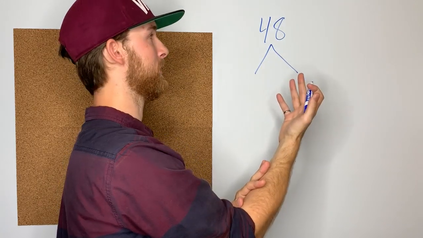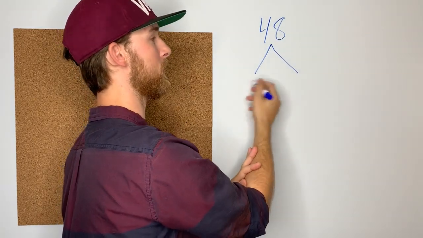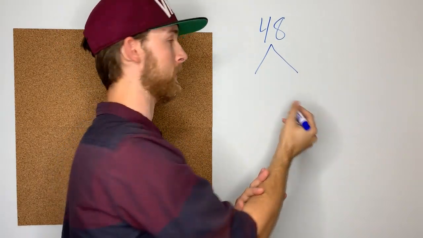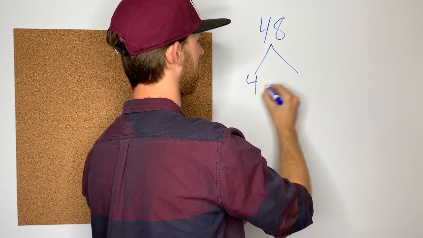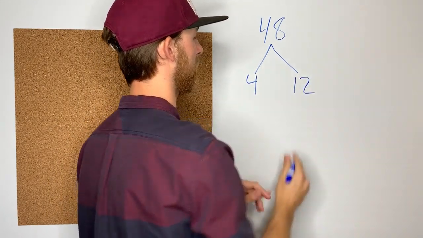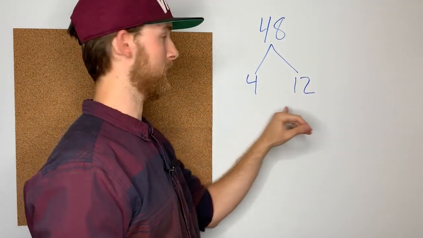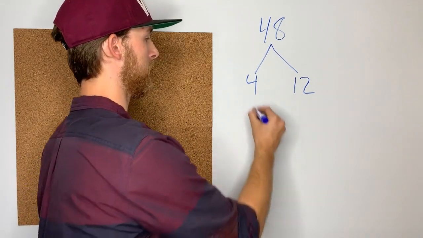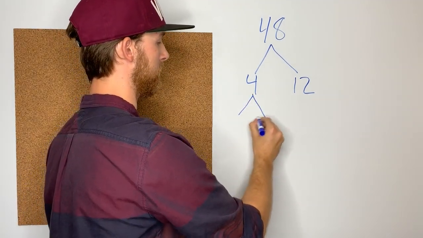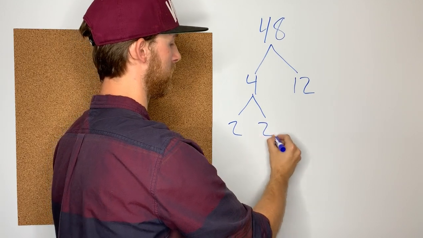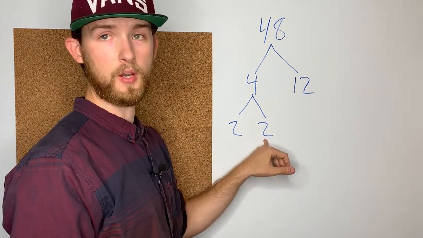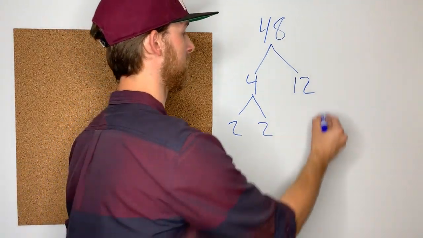The first one that comes to mind for me is 4 times 12. 4 times 12 is going to give me 48. So you do 4 and 12. These aren't prime numbers yet. I can break this down further. I can break 4 down to 2 times 2. These two are prime numbers, so we're done on this branch.